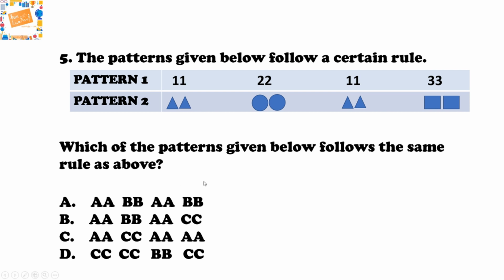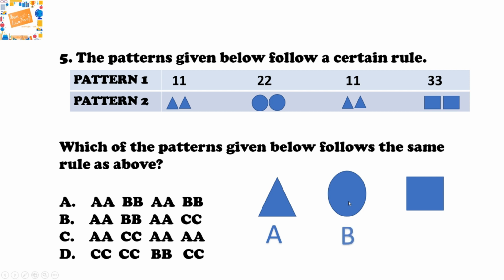Well, I hope you've got the answer right. To solve this, let's look at the three figures, the triangle, circle and the square. Let's symbolize triangle with A, the circle with B and the square with C. Now if we follow this and replace it with the pattern, we'll get that 1 1 is AA, then 2 2 which is circle circle would be BB, then again it's 1 1, so it should repeat the first pattern AA, and lastly the square.